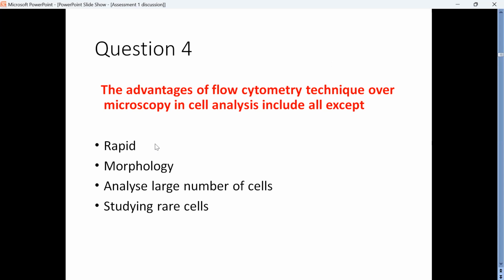all except: it is rapid, it can analyze a large number of cells, and it can study rare cells, but morphology is not that great when compared to microscopy. So the answer is morphology. Okay.